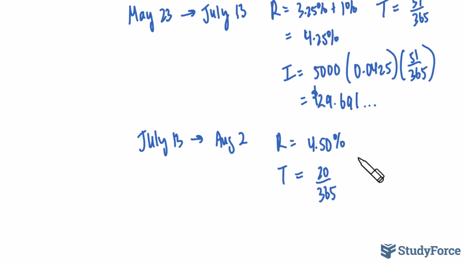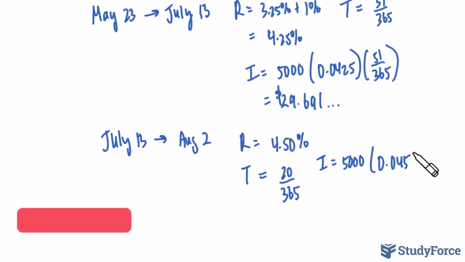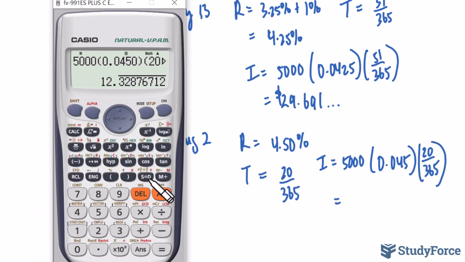Let's apply these to the formula one more time. 5,000 multiplied by 0.045, and that's being multiplied by 20 over 365. We end up with an interest of 12.328.